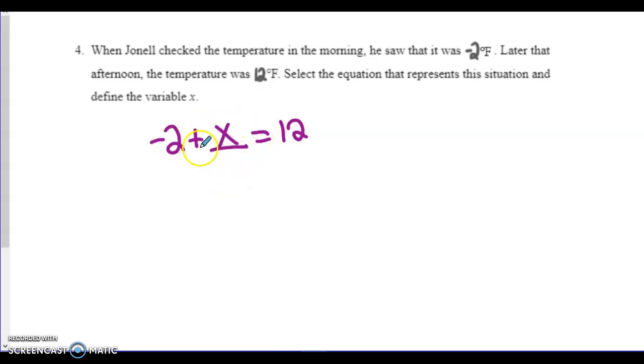So that's what our equation looks like, but then we also have to tell what x represents. And in this case, x represents however many degrees it increases to get from negative 2 to 12.